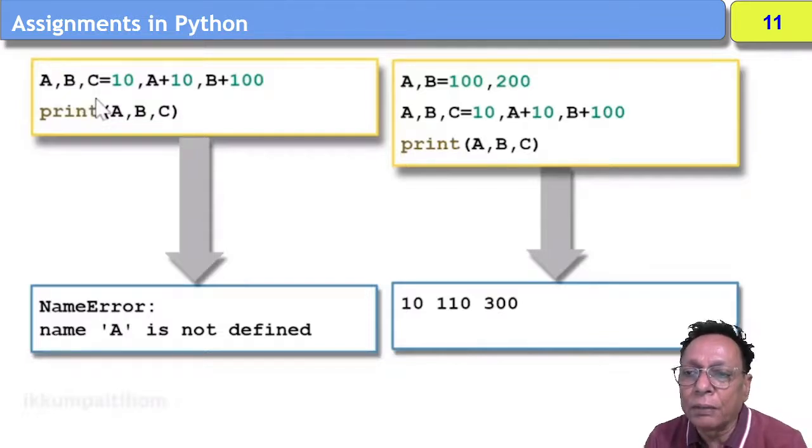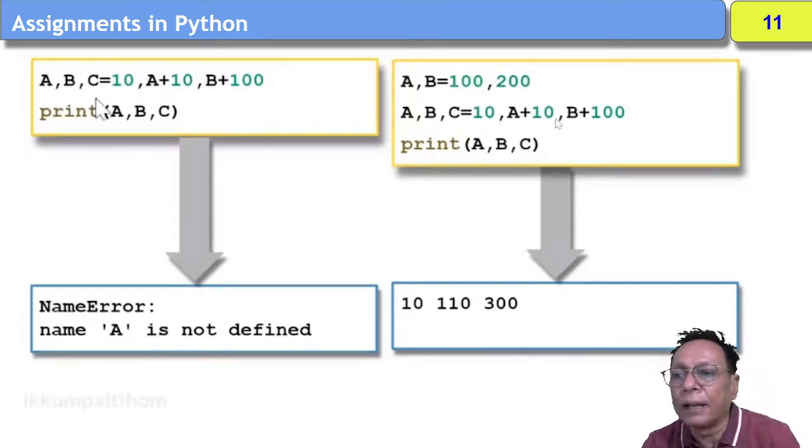And when you say A, B, C = 10, A + 10, B + 100, what happens in this case? Since A is 100, A + 10 will be the value of B. So what is the value of A? The value of A is not 10. The value of A is 100. So B will get 100 plus 10, that is 110, and the value of C will be 200 plus 100, that is 300.